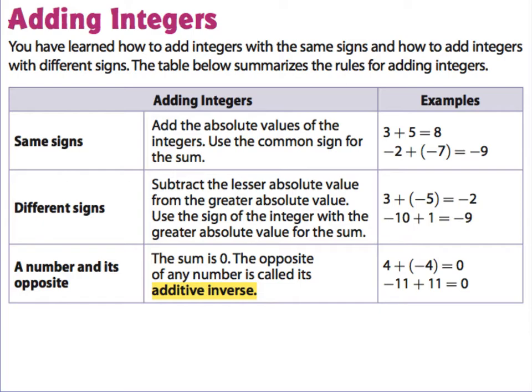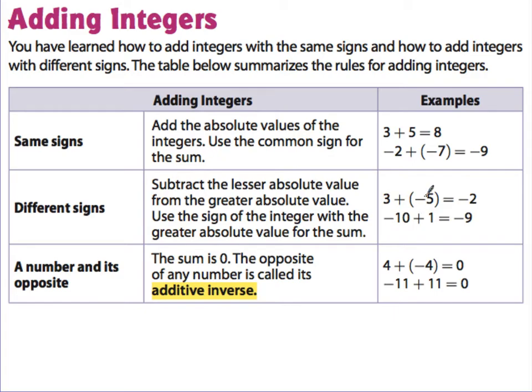Different signs. Okay, so what you're going to do is use the absolute value and subtract. You're going to subtract the lesser absolute value from the greater absolute value and then use the sign of the integer with the greater absolute value for the sum. So in this case, let's look at these examples.